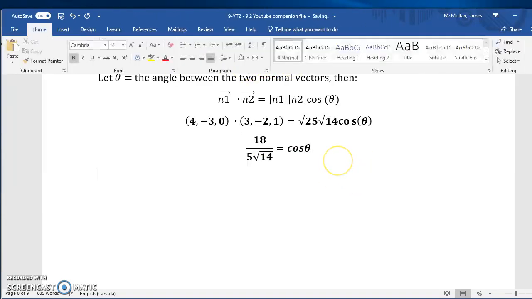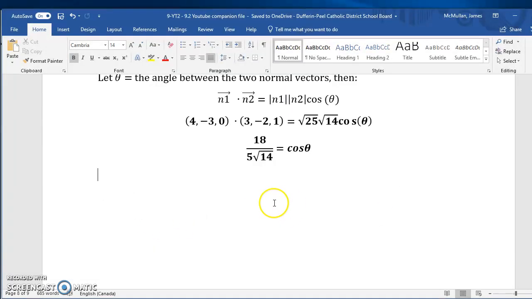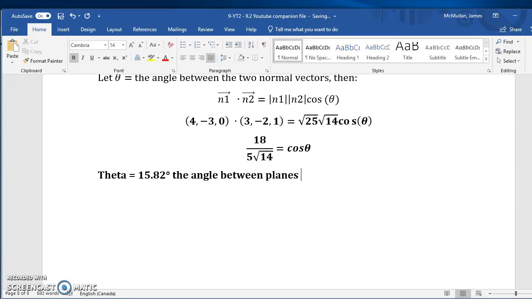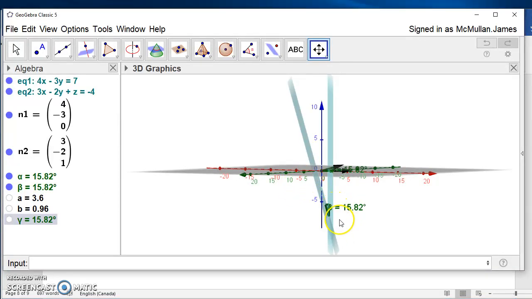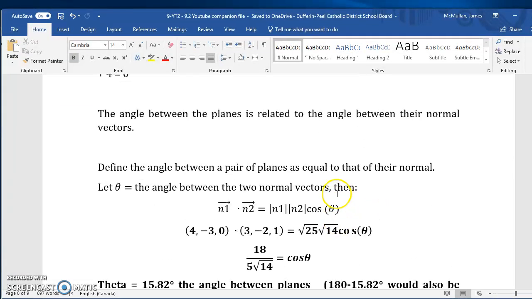Therefore we just do the inverse cos of 18 over 5 root 14. So we'll quickly do that here: 18 divided by 5, divided by square root 14, and then inverse cos of that. We get 15.82 degrees. So theta is 15.82 degrees, and that would be the angle between the planes. Let's also make a note: 180 minus 15.82 would also be accepted, because it would be looking at the wide angle between the planes. Either one of those is an acceptable answer, so you can give either.